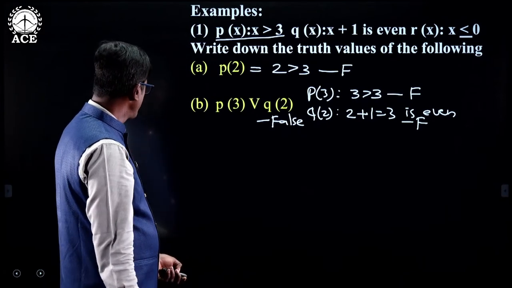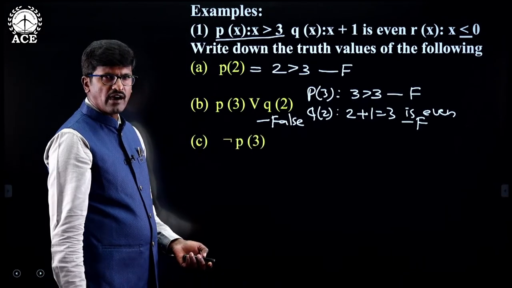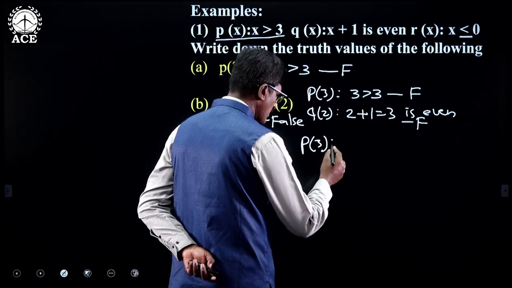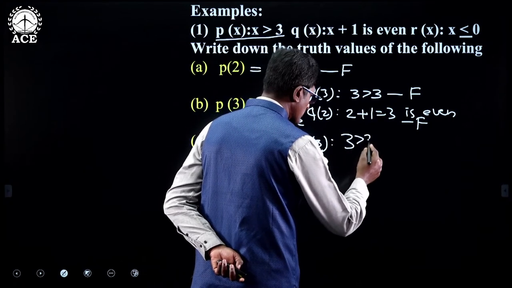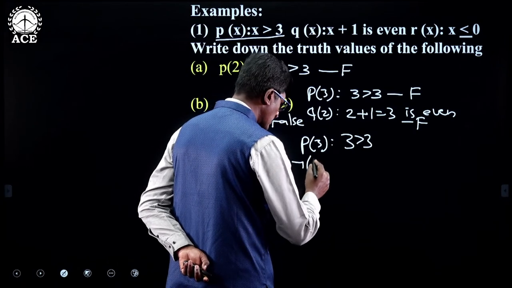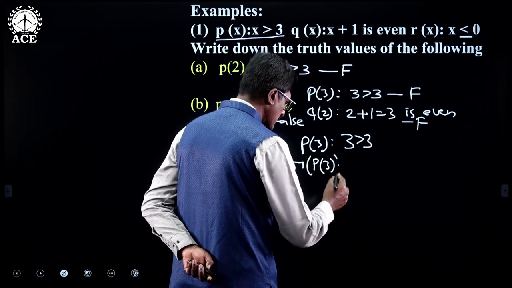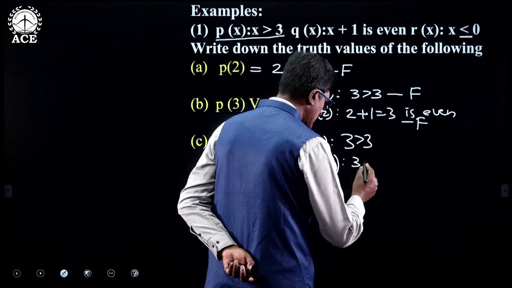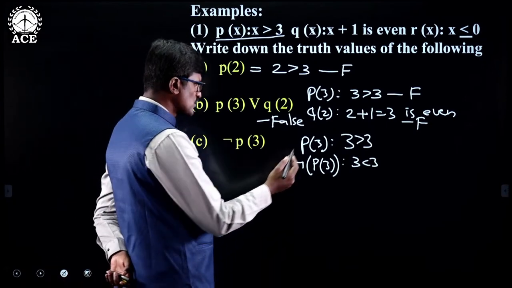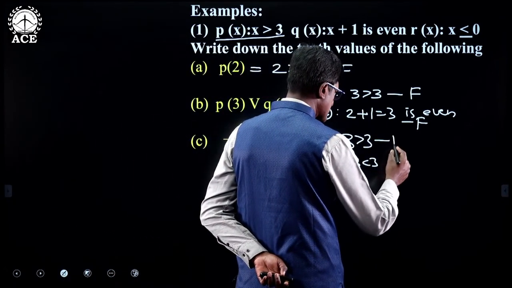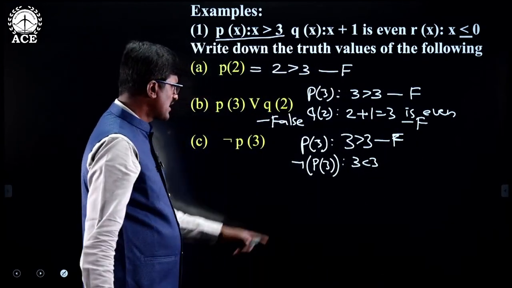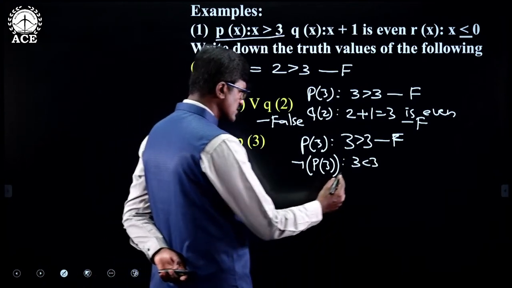Now look at the third one. Negation of P of 3. P of 3 is 3 is greater than 3. So we have to find the negation of it. The negation of P of 3 is denoted as not P of 3, which is nothing but 3 is less than 3. Is it true? No, this is false.